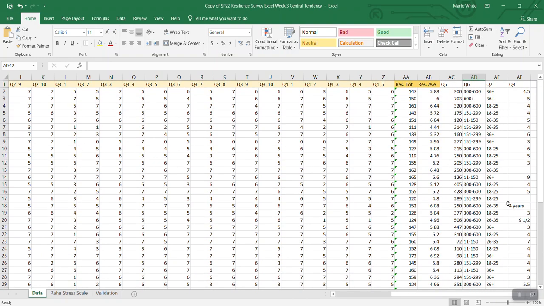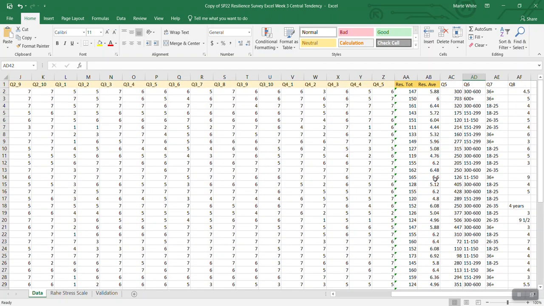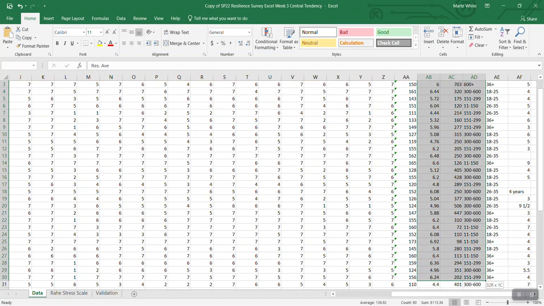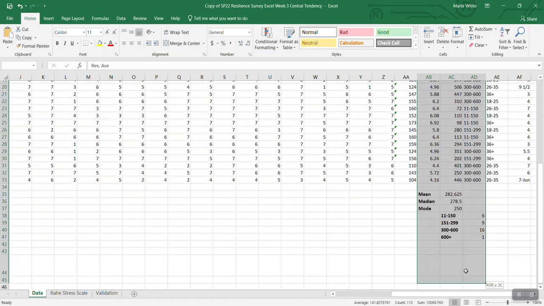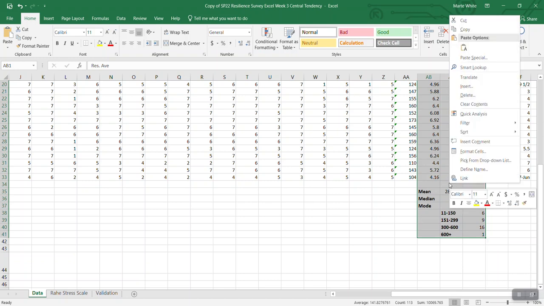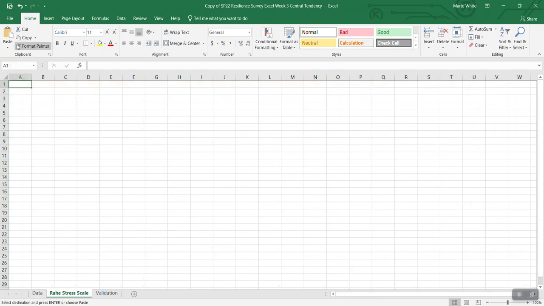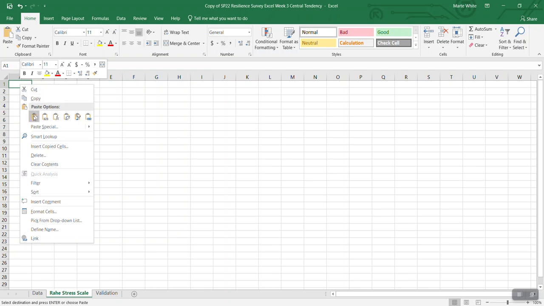We'll go back to our data because it just gets messy after all with all this information on your stress scale. If you look at this, we have these three columns that we want to copy over. So highlight this one, and this one, and we'll go down, get all our information that we have. Right click, copy, and then we'll go to the Rahi stress scale, and we will paste.